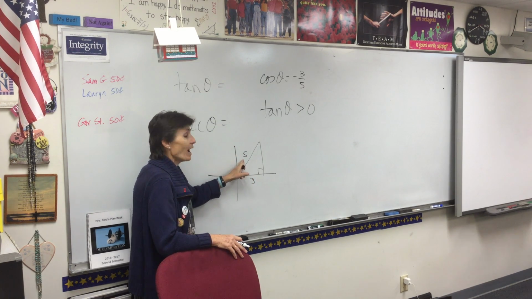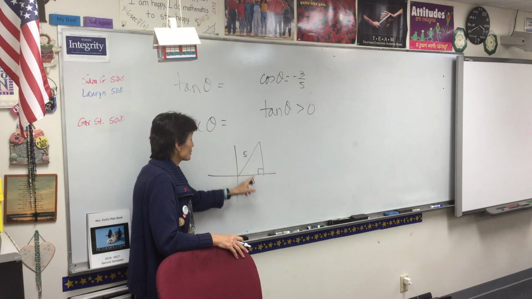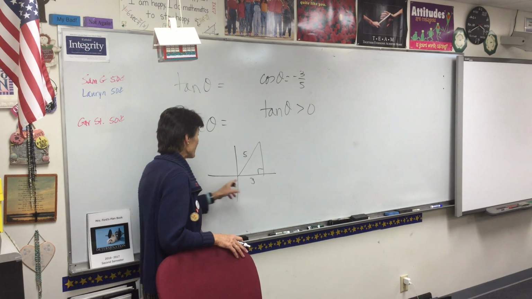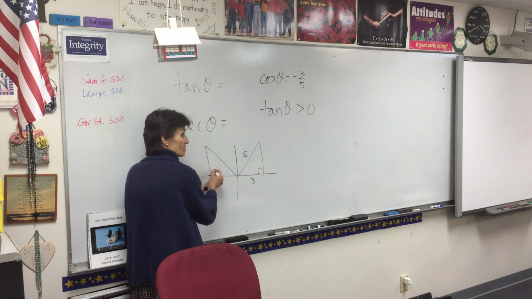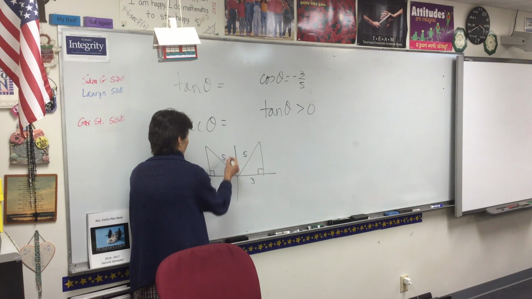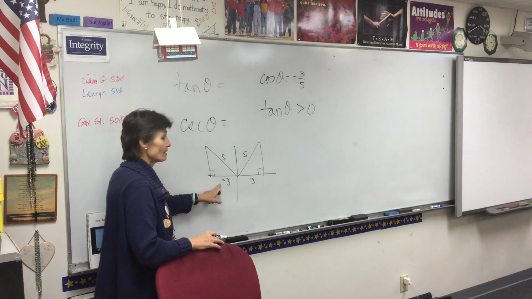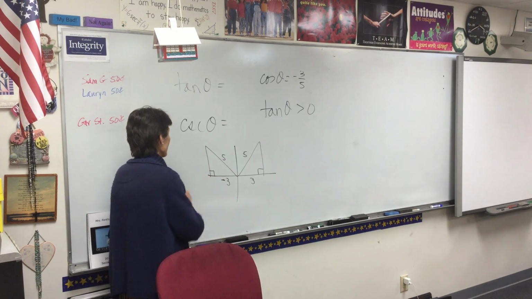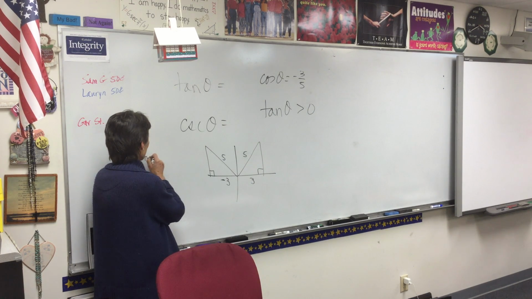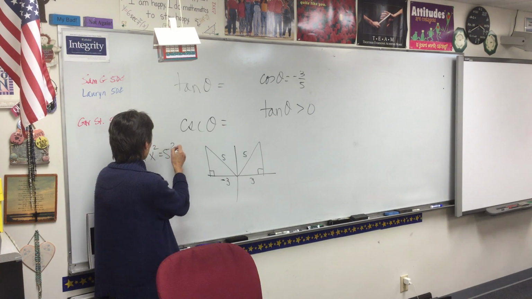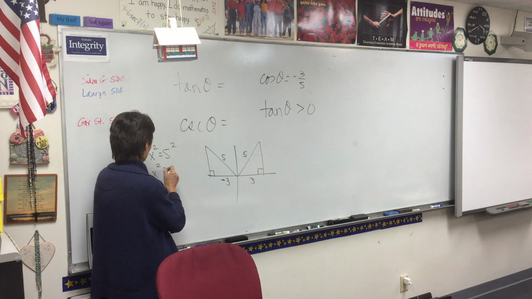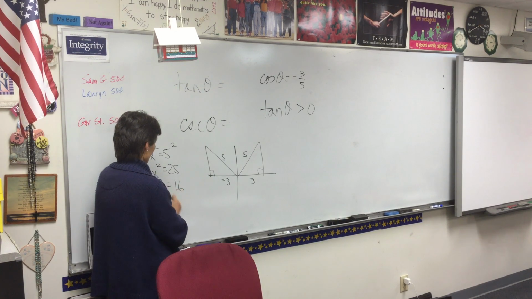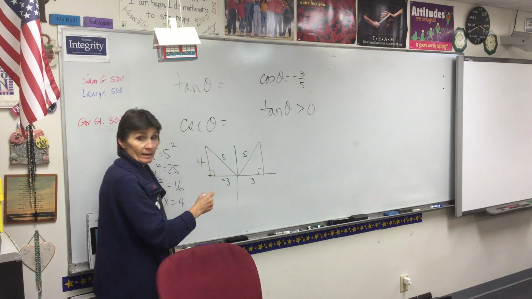Now, will the 5 ever be negative? No. So it's the 3 that needs to be negative, right? Switch the axis. So that means maybe I should draw it over here. Now, would that give me a -3/5 for my cosine? Yeah? All right, let's go ahead and find the other side then. So 3 squared plus x squared equals 5 squared. So that's going to be 4, right?